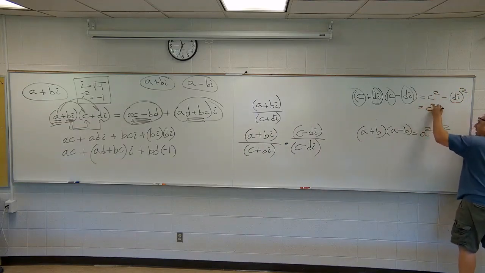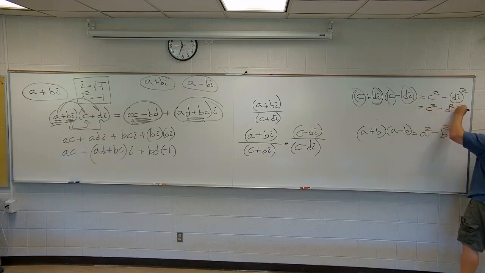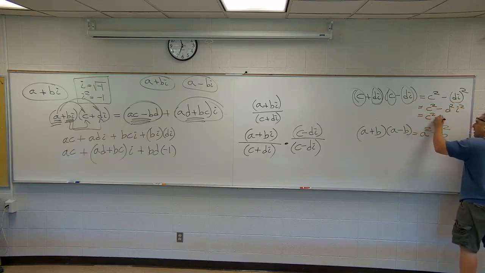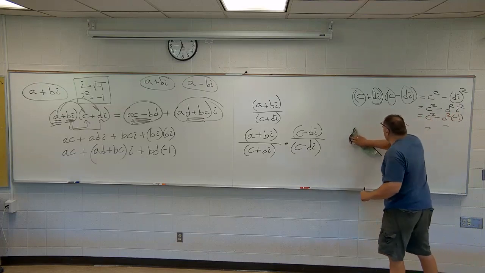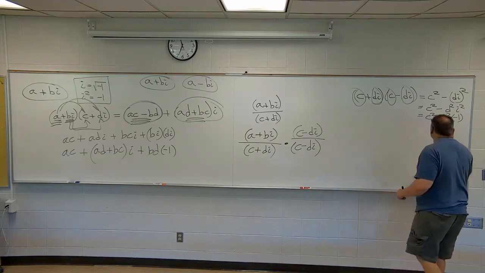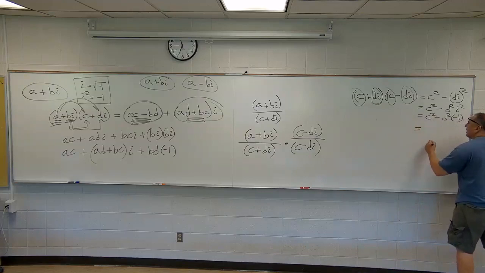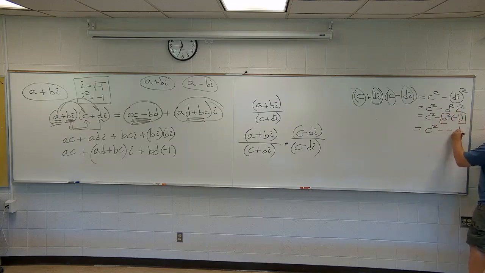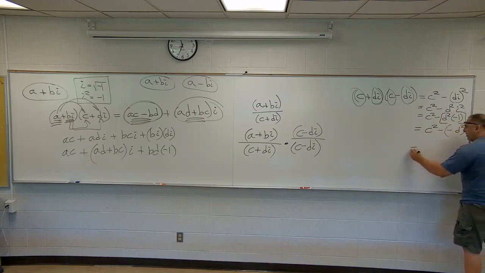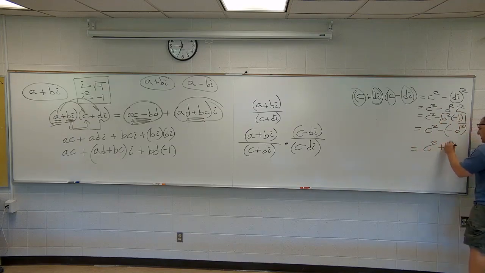Let's talk. Square the d, square the i. Let's keep going. It's -1. So, what do you got? Minus a negative d squared. Minus a minus is plus, c squared plus d squared.